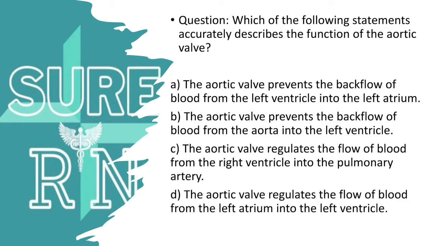valve. Okay? So the choices are: Letter A, the aortic valve prevents the backflow of the blood from the left ventricle into the left atrium. Letter B, the aortic valve prevents the backflow of blood from the aorta into the left ventricle. Letter C, the aortic valve regulates the blood flow from the right ventricle into the pulmonary artery. Or letter D, the aortic valve regulates the blood flow from the left atrium into the left ventricle.